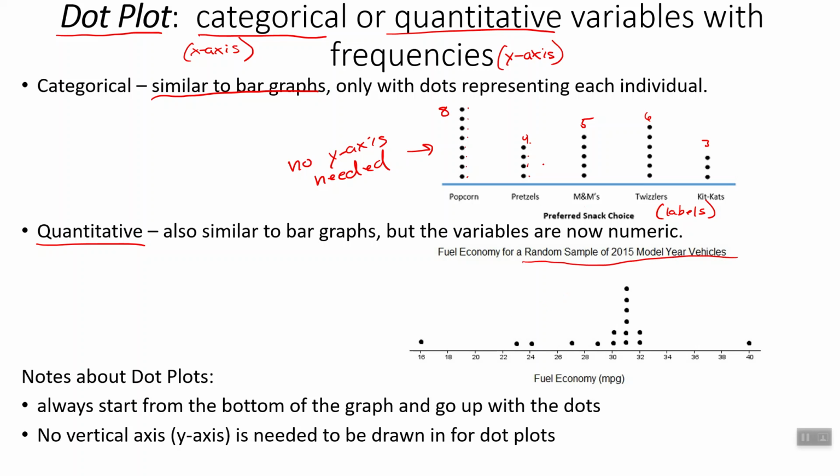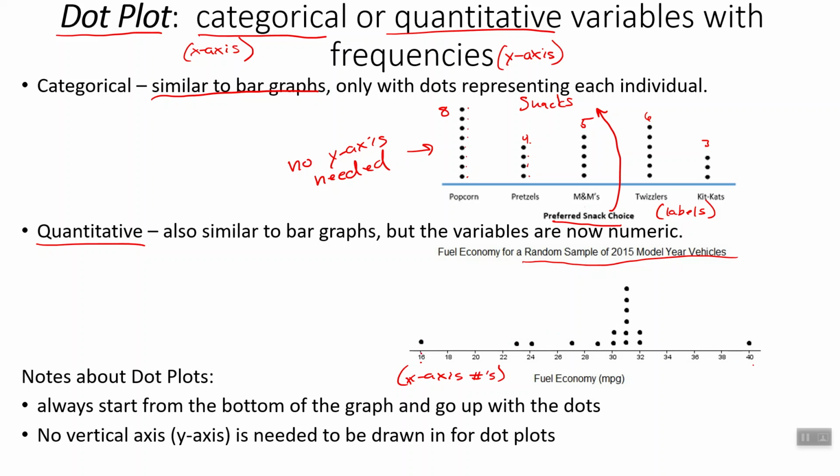So here's our title up here. Looks like they did the title down here instead. Doesn't matter where we put it, as long as there's a title there somewhere. So this is fuel economy in miles per gallon. We've labeled our x-axis with numbers, which is miles per gallon, and we're going from 16 all the way up to 40.